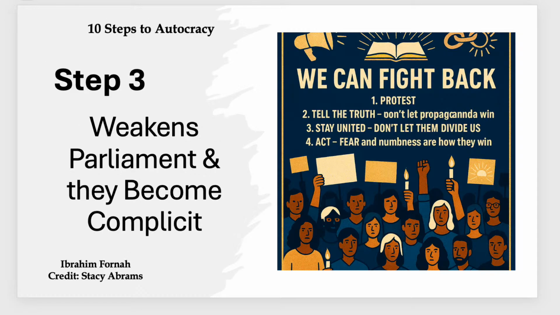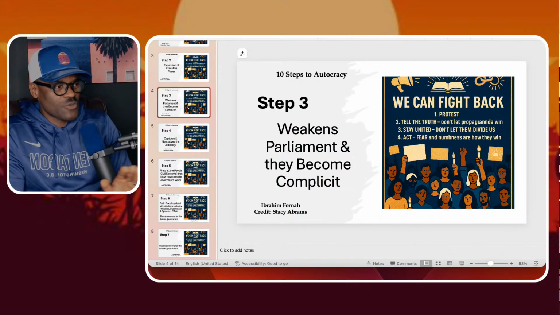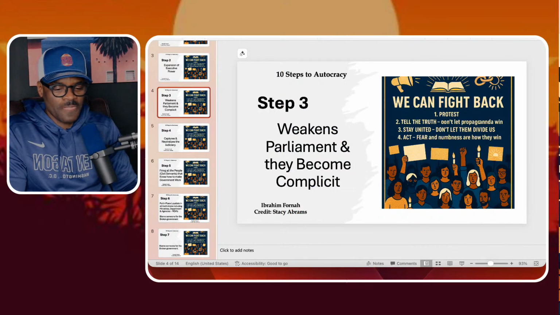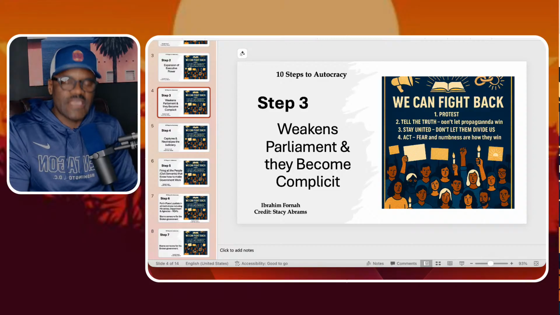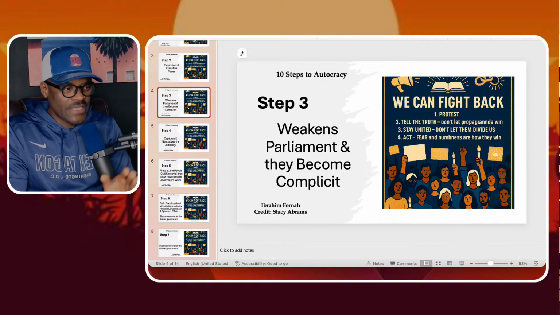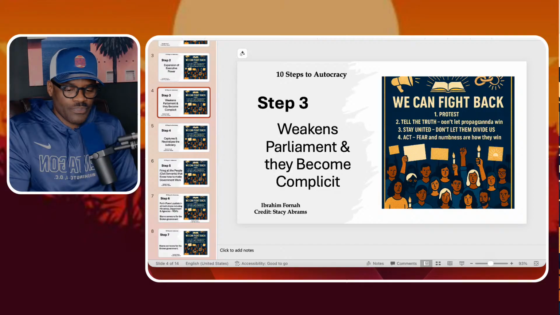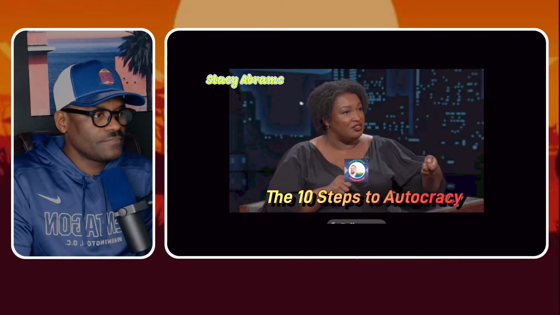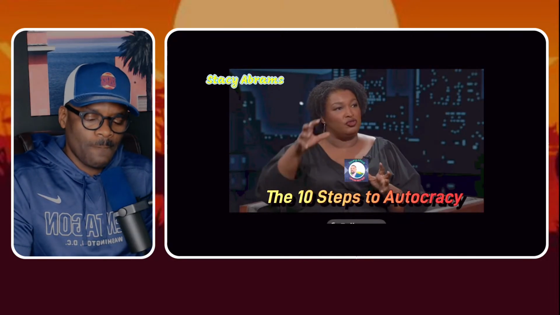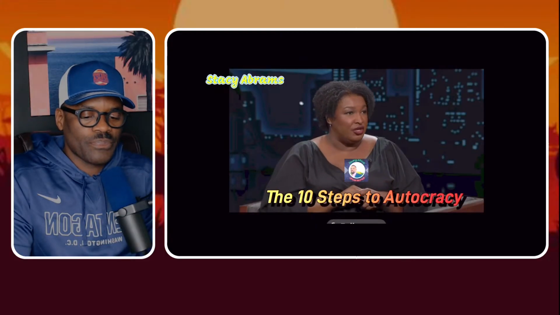Step number three is the next step in the move towards an autocracy, which is what you're seeing on the screen here. Step number three. So let's listen to what Stacey Abrams had to say about step number three. Listen to this. Weakens parliament and they become complicit. Listen to this. Congress complicit, so you weaken them and you neutralize or neuter the judiciary.